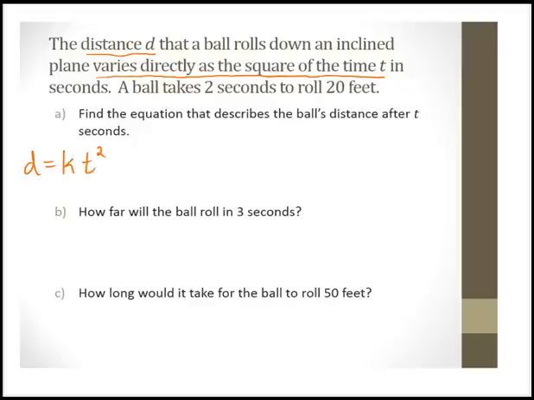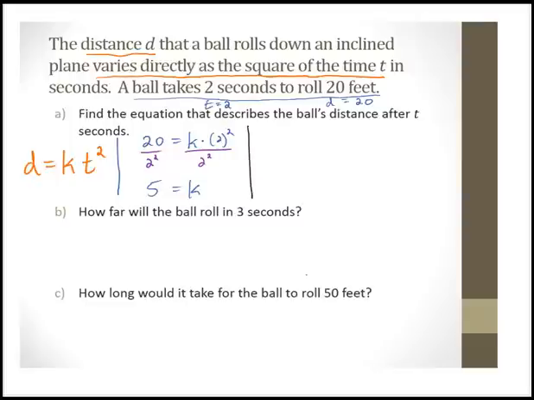Now, let's use the other information to figure out the value of k. A ball takes 2 seconds to roll 20 feet. So that means when t is 2, d is 20. 20 equals k times 2 squared. I can solve for k by dividing through by 2 squared, which is 4. And so then k is 5. So then my model would be that d is equal to 5t squared.